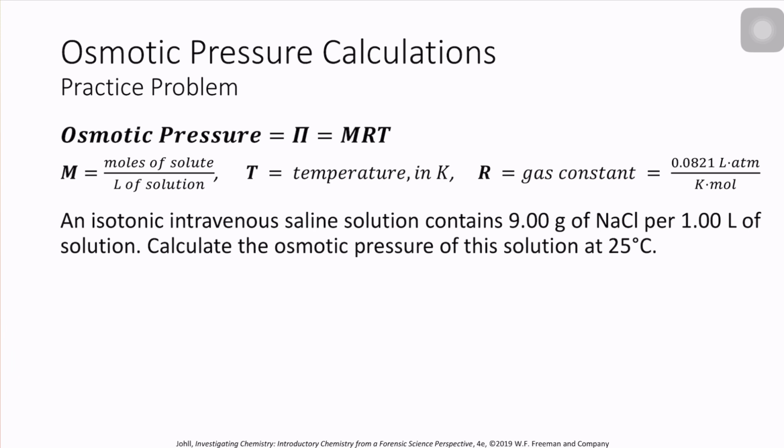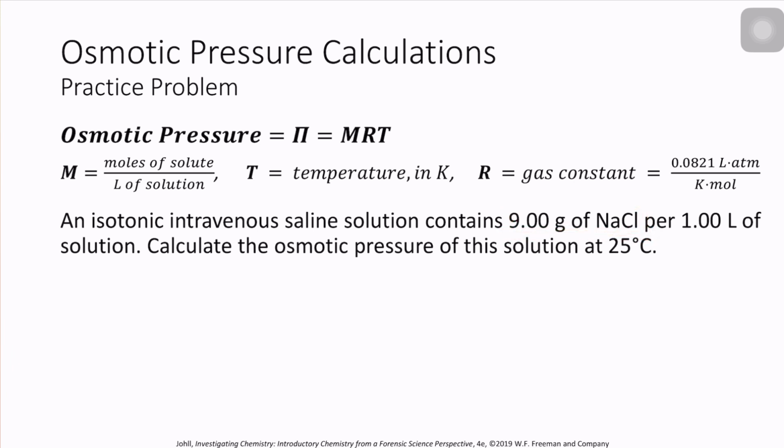So let's look at this example right here. An isotonic intravenous saline solution contains 9 grams of sodium chloride per 1 liter of solution. Calculate the osmotic pressure of the solution at 25 degrees Celsius. The first thing I'm going to have to do is calculate the molarity because my equation requires molarity when I only have grams per liter.